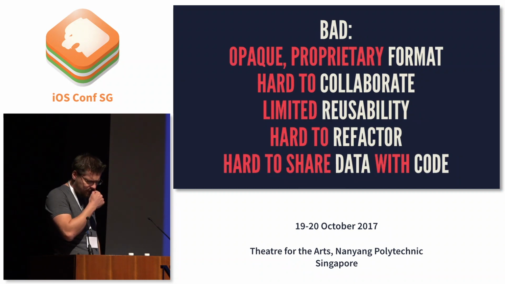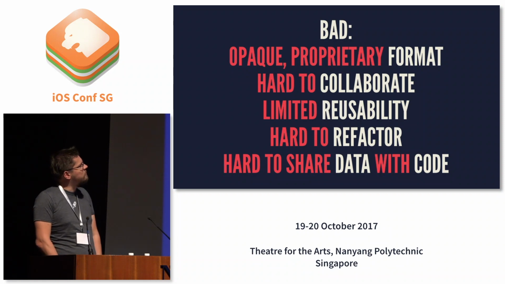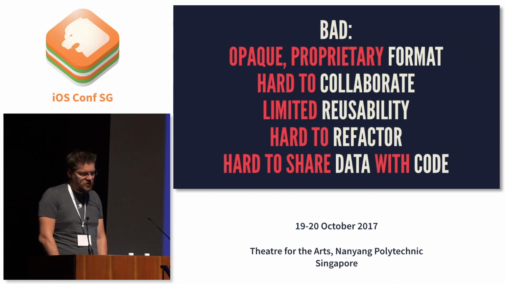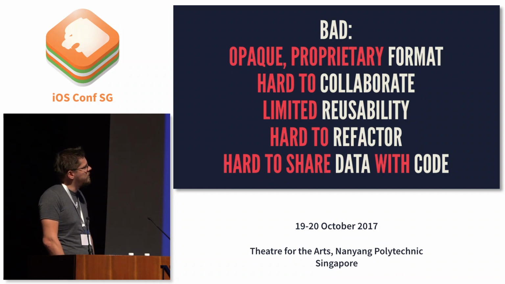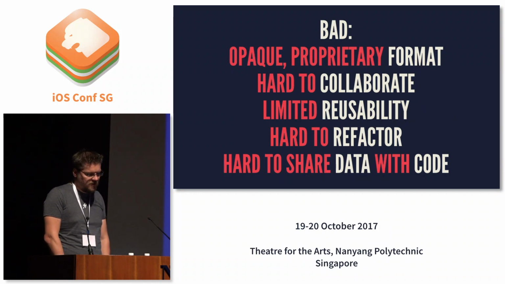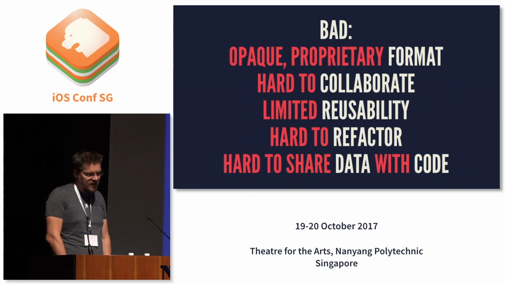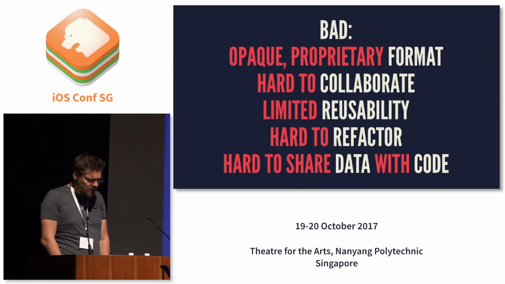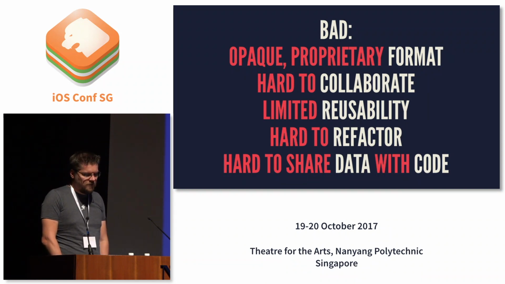What's bad about them? They're an opaque proprietary format, so you can look at what Interface Builder produces for the storyboard, and it's kind of XML, but it's not really human readable. It's full of machine-generated identifiers. I don't know if that format's actually documented anywhere, but I certainly have no idea what's going on there. That makes it hard to collaborate on a storyboard if you have a bunch of different developers, and we have quite a large team of developers working in different time zones. It's very difficult to concurrently work on the same storyboard.